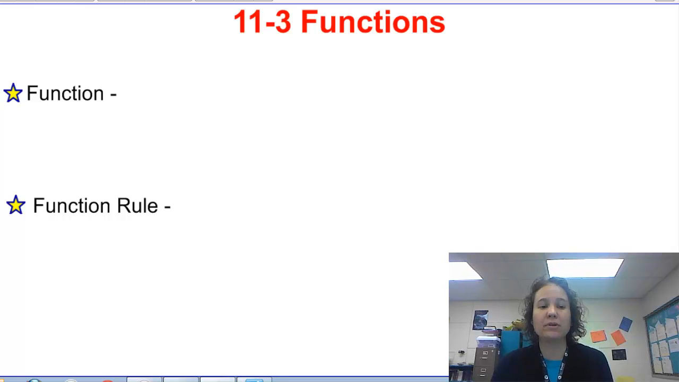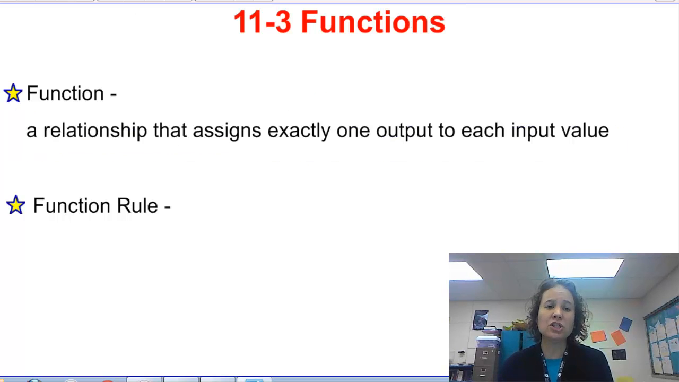So we have two vocabulary terms in this section. We need to know what is a function, so we can talk about them, and then we're also going to talk about what is a function rule. So what is a function? A function is a relationship that assigns exactly one output value to each input value.